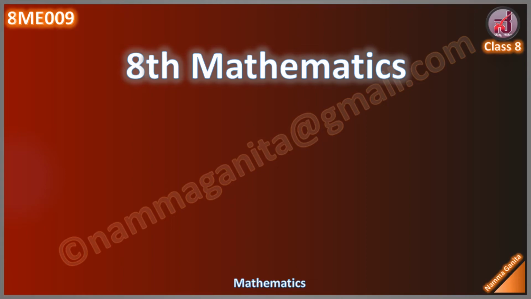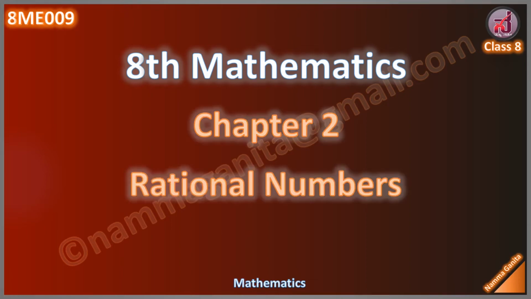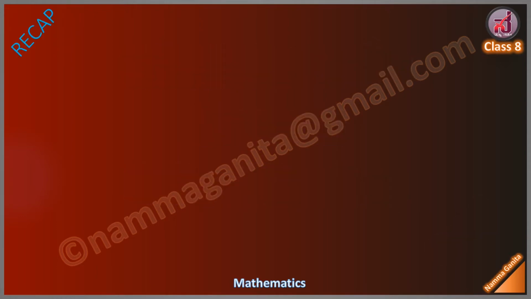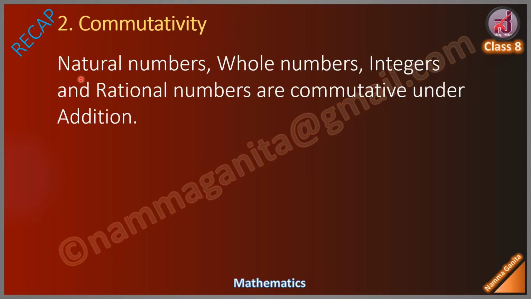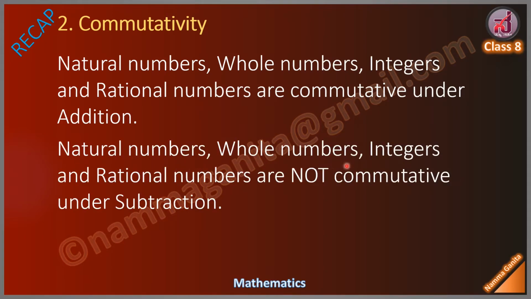8th Mathematics, Chapter 2, Rational Numbers. Dear children, let us recall what we have studied in our previous video class. Commutativity, second property, commutativity. Natural numbers, whole numbers, integers and rational numbers are commutative under addition. Natural numbers, whole numbers, integers and rational numbers are not commutative under subtraction.